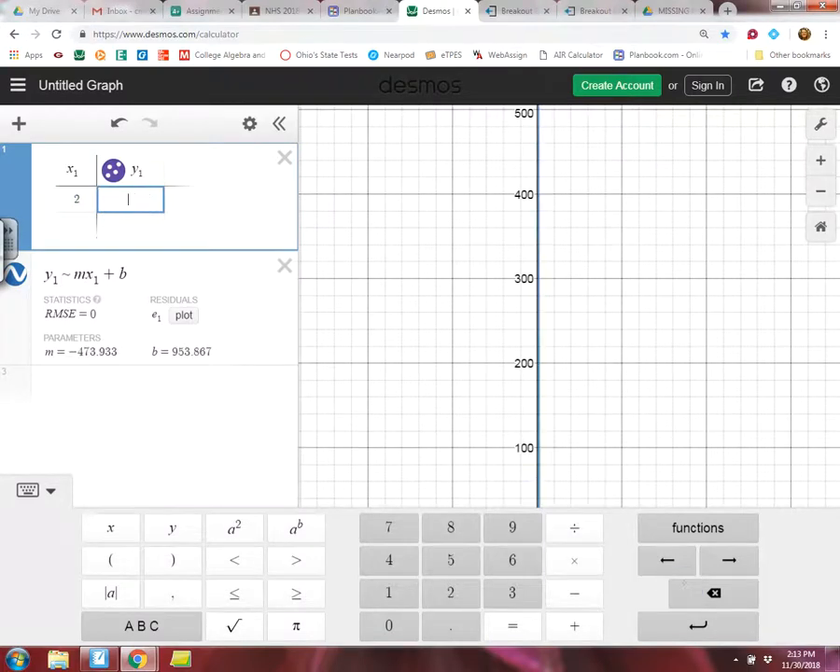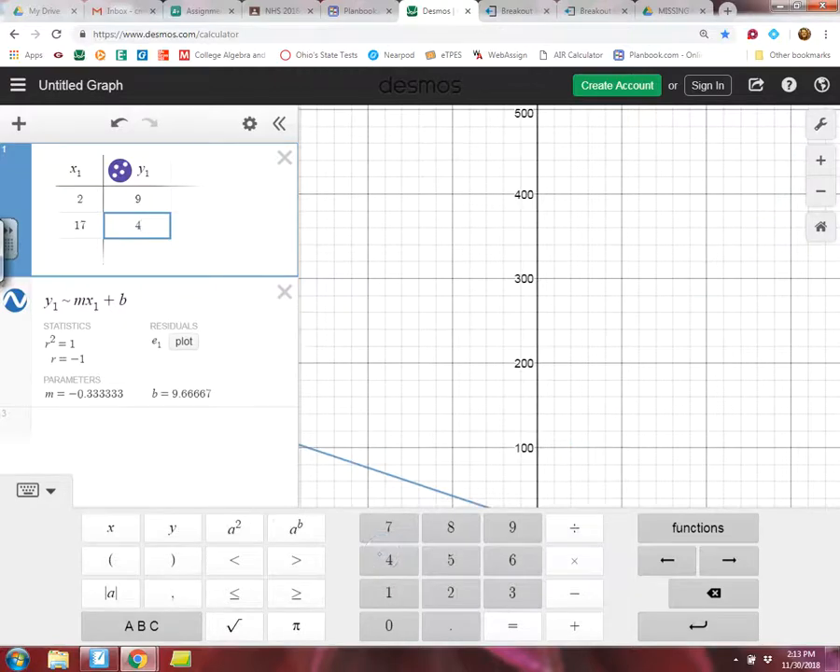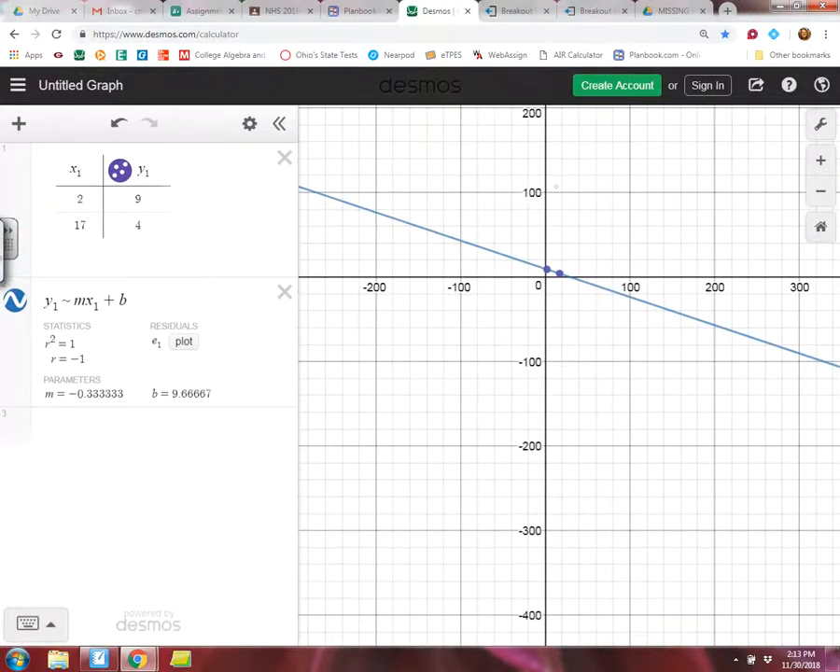2, 9 and 17, 4. There they are. Negative, but here's my issue. This 3 repeats, doesn't it? I can't possibly type in all those 3's, can I? You can't. What is 0.3 repeating as a fraction? This is just something you have to know. What is 0.3 repeating as a fraction?